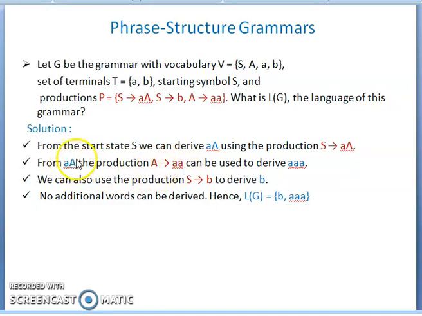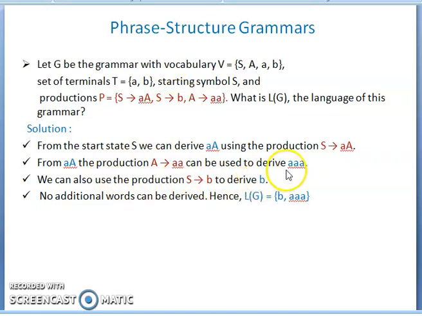So finally you will get the three small a's, by using this particular start production. Another start production is S implies b. Finally there are no non-terminal symbols, and you will get only the terminal symbol, that is b. We can also use the production S implies b to derive the b.